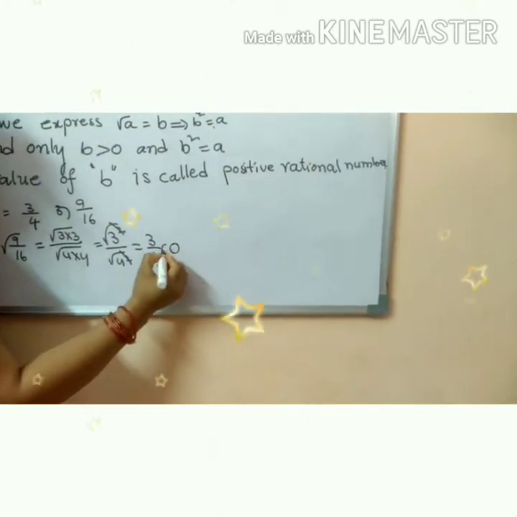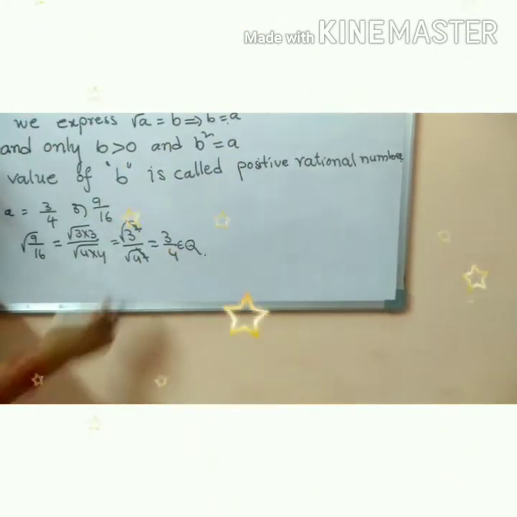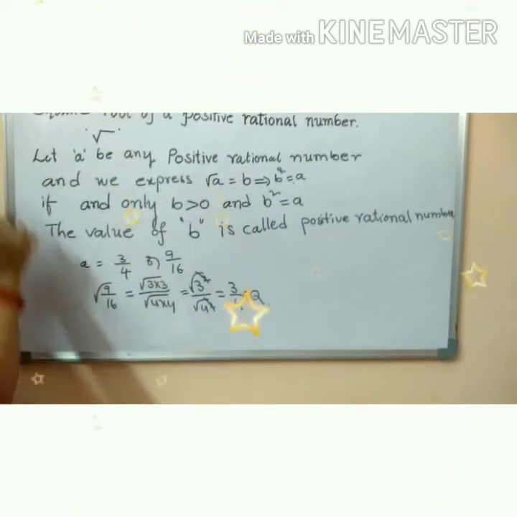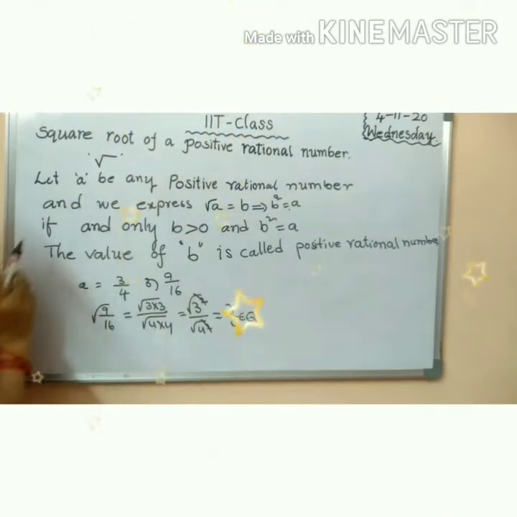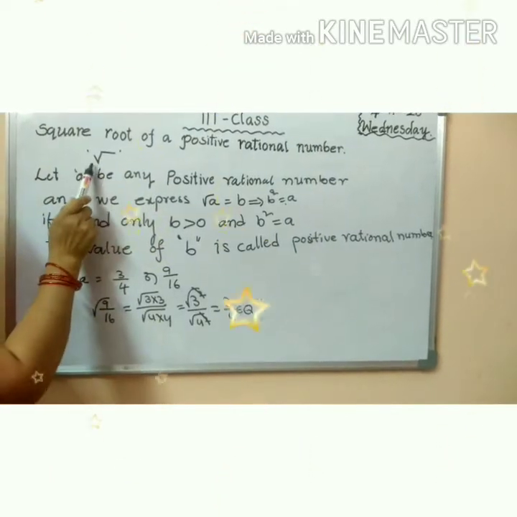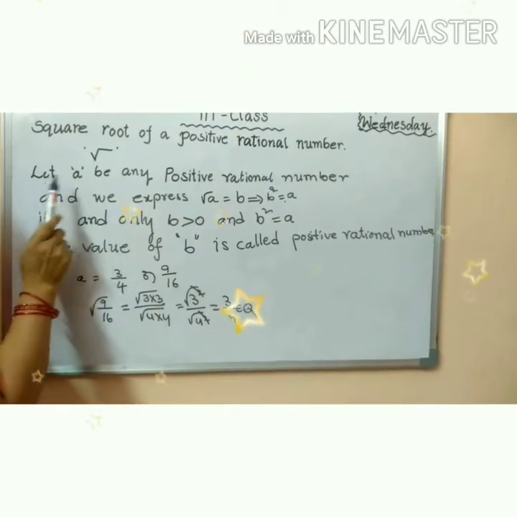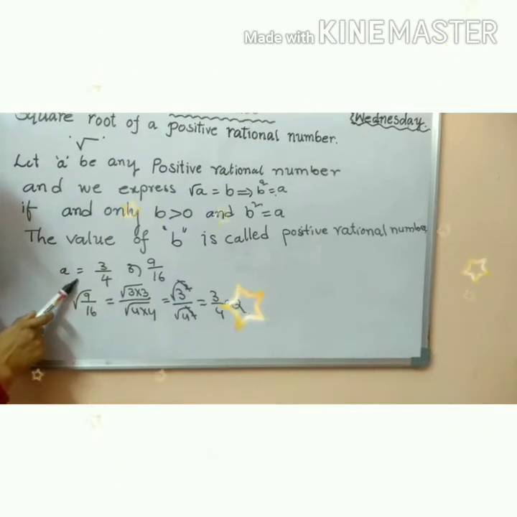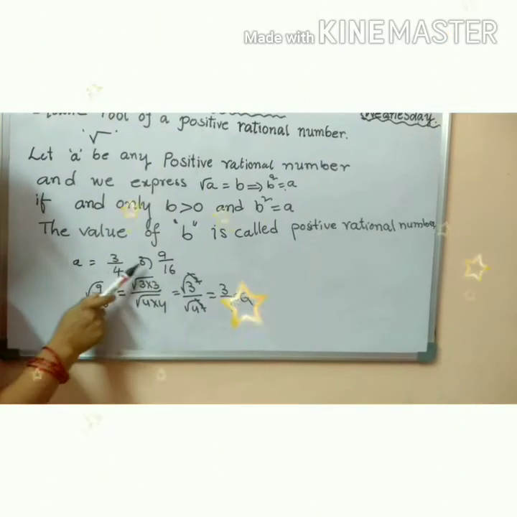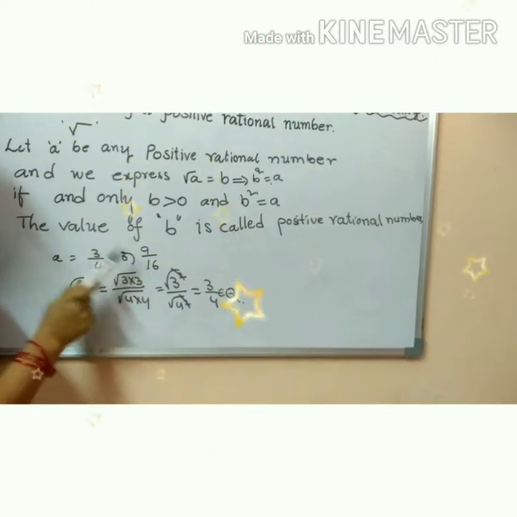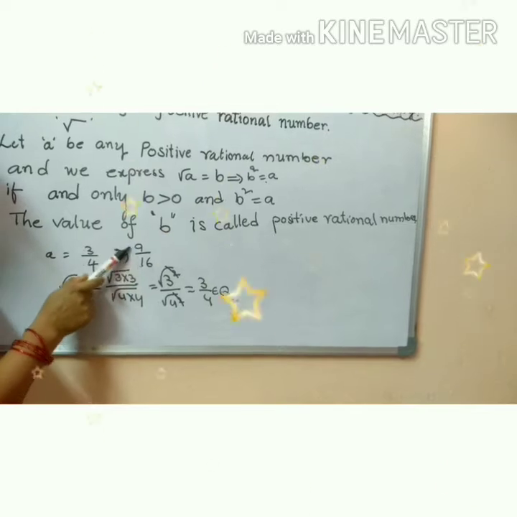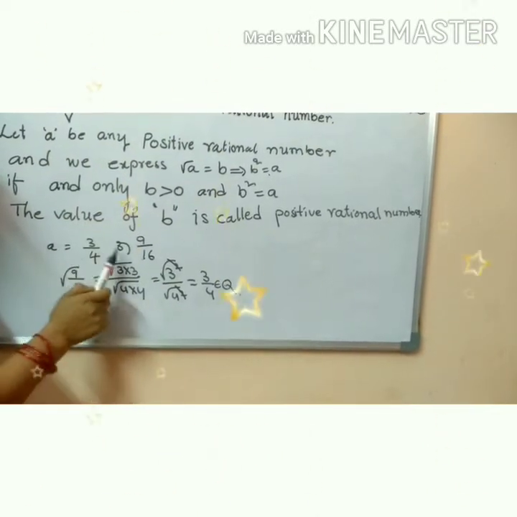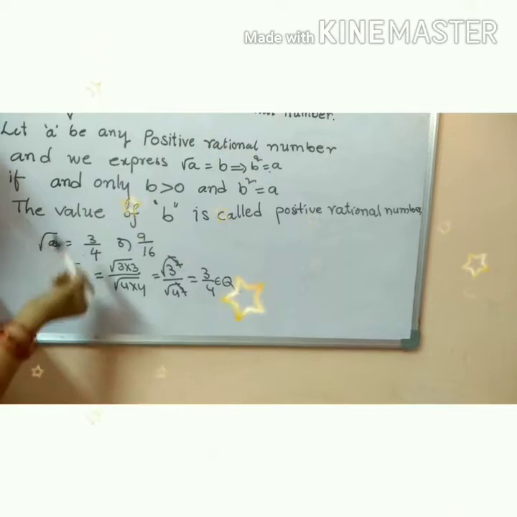So it belongs to the rational numbers. It is also a positive rational number. Did you understand, children? So this is the square root of a positive rational number. Let A be any positive rational number, I take 3 by 4 or 9 by 16, and we express root A equal to B.